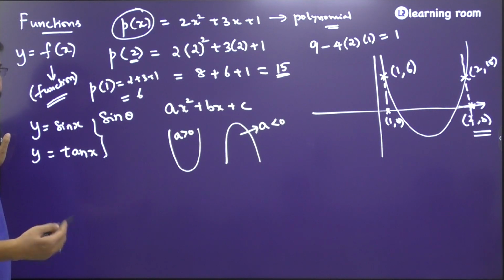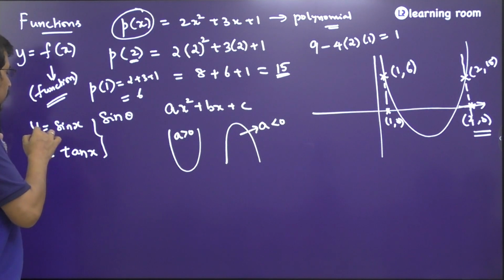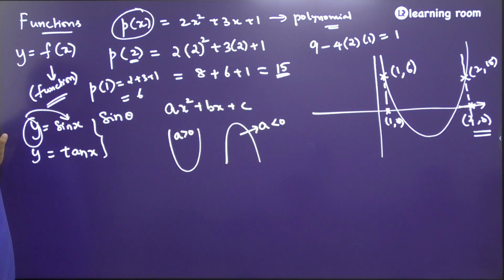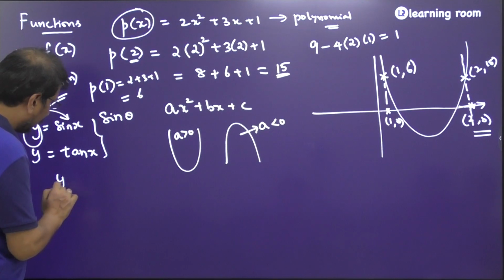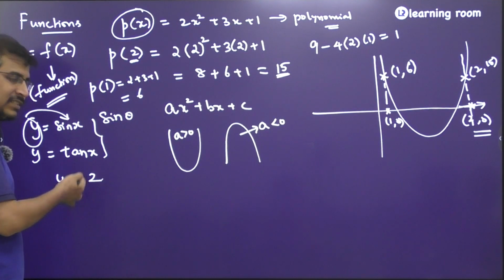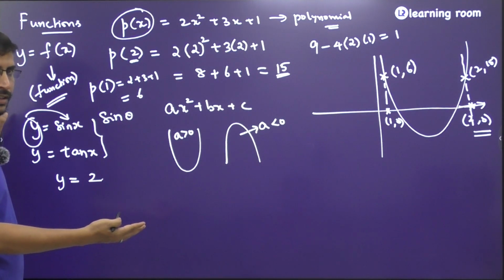If that angle is a variable, and one value depends on the other, then it is said to be a function. So you give one input, you take one output. Independent means, see, for example, y is equal to 2. This is also a function. You call it a constant function. Why do you call it a constant function? Because this side there is no variable, it's a constant value. 2 is a fixed number, so you call it a constant function.